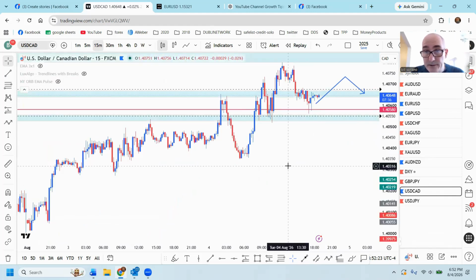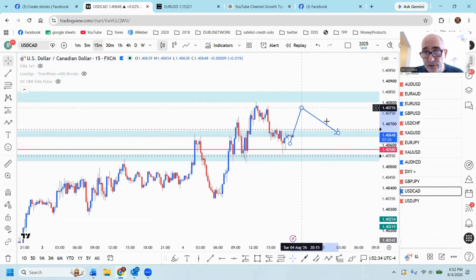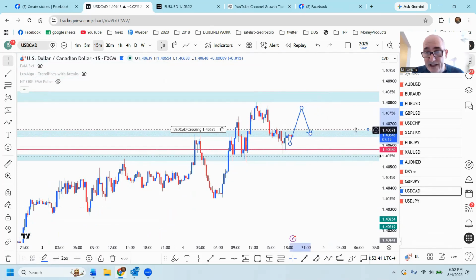USD CAD is currently bullish, right? It came down, it just missed this area down here. And so we're kind of looking for the same thing here. We're looking for this to come back up through and then retest this area again. And that area is at 1.40675. But again, that's only valid if it does come back up through here, right? You need to get at least a couple 15-minute closes above this area here before it pulls back.